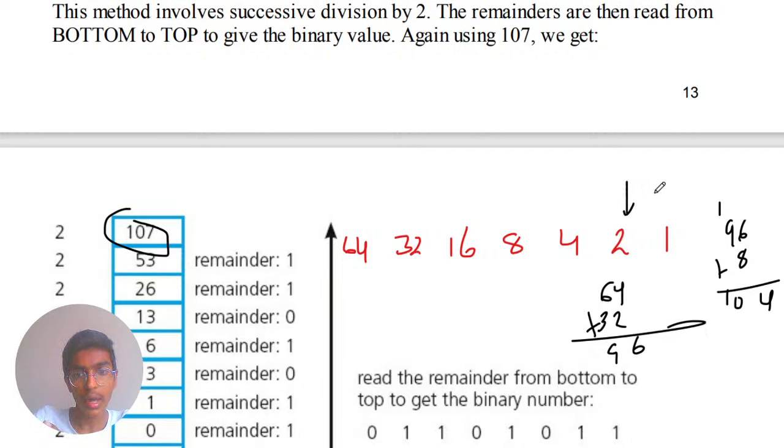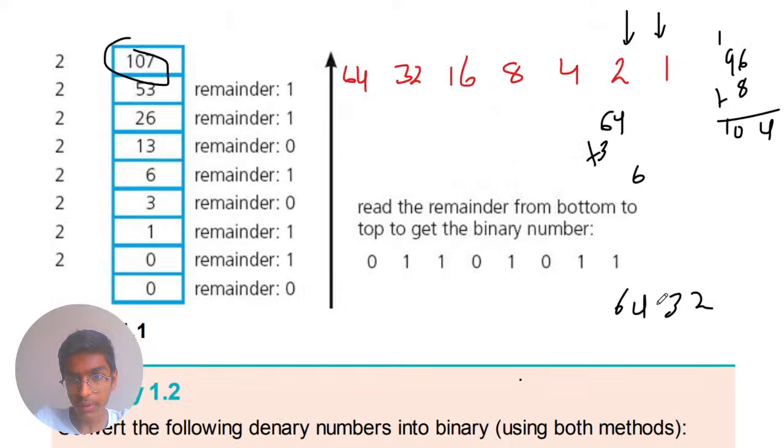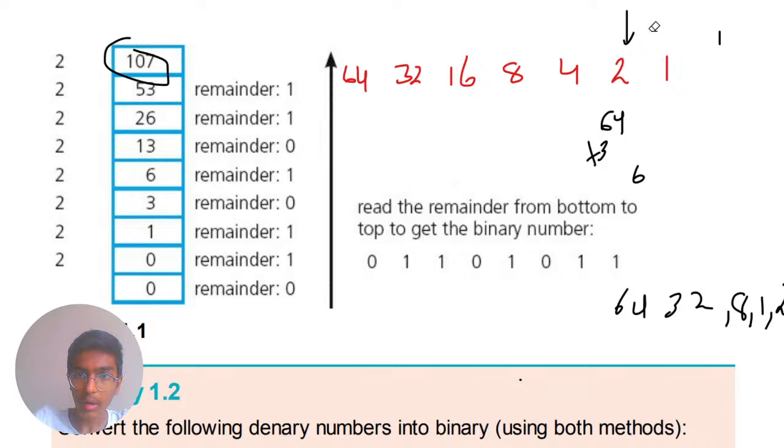So I can do 2 and 1, which is going to be 3, and that will be 107. So what I'm simply doing, I've picked which numbers? I've picked 64. I've picked 32. Hopefully you can see this. I've picked 64, I've picked 32, I've picked 8, I've picked 1, and I've picked 2.